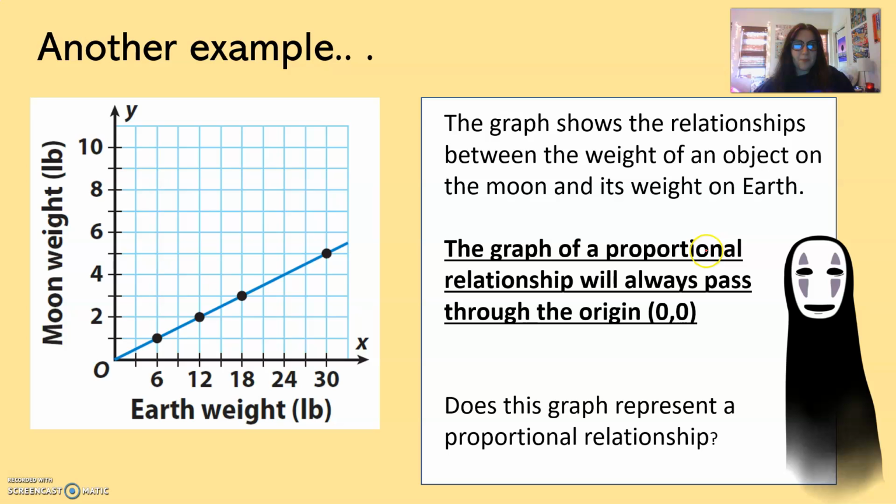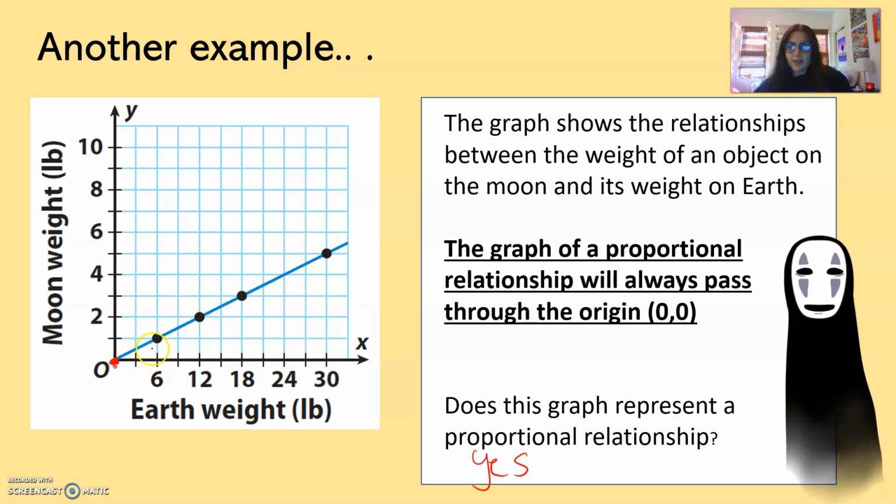And the graph of a proportional relationship will always pass through the origin (0, 0). So here is the origin, (0, 0), in the middle of the x and y axes. This question asks, does this graph represent a proportional relationship? Well, my line certainly goes through 0. It starts at 0. So this graph does represent a proportional relationship.